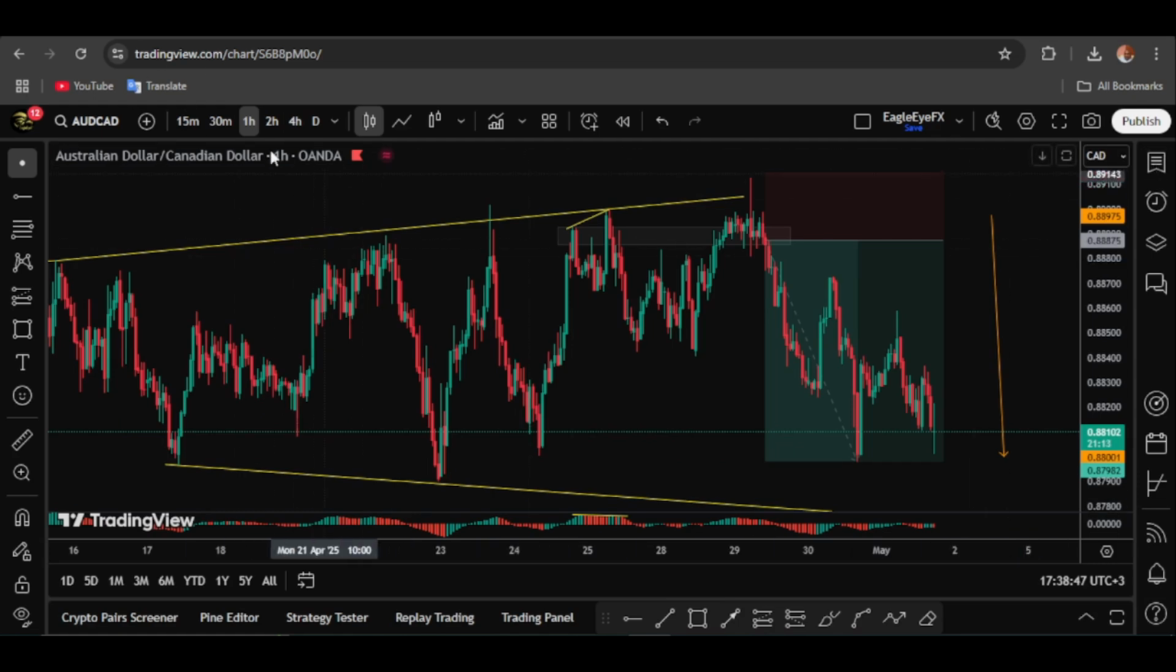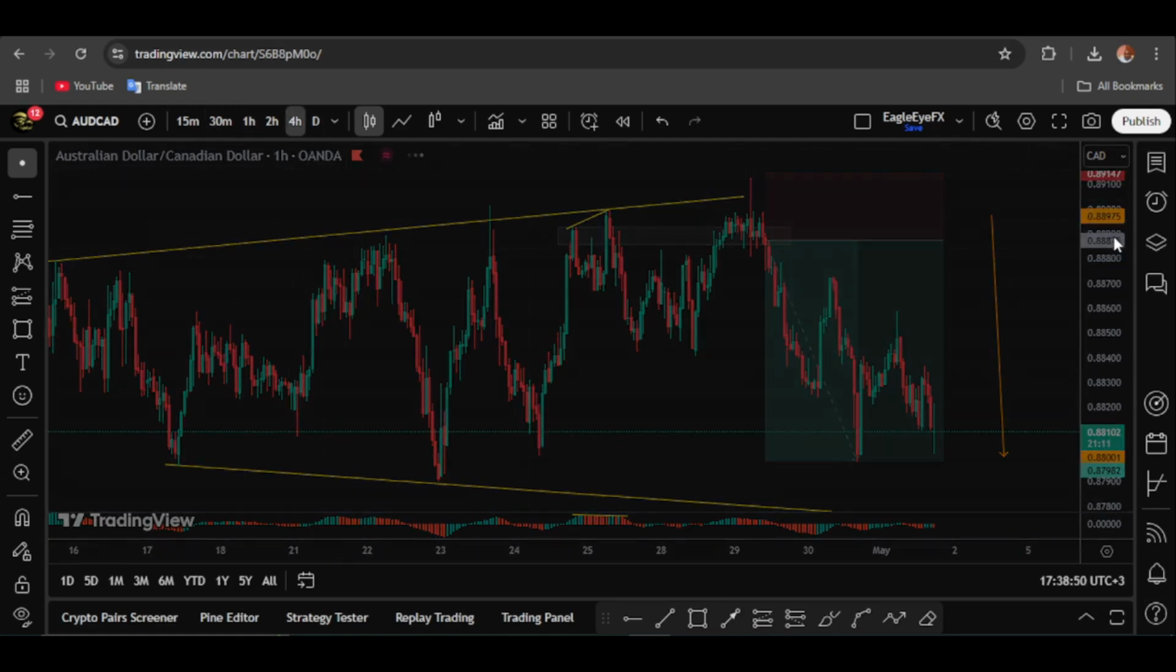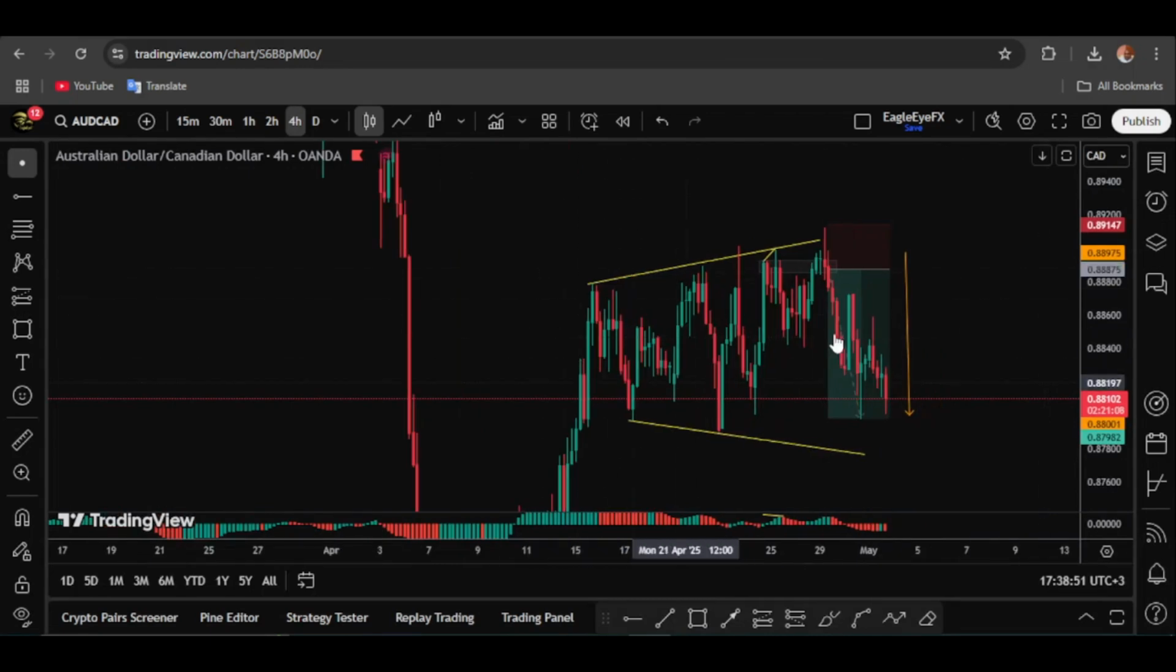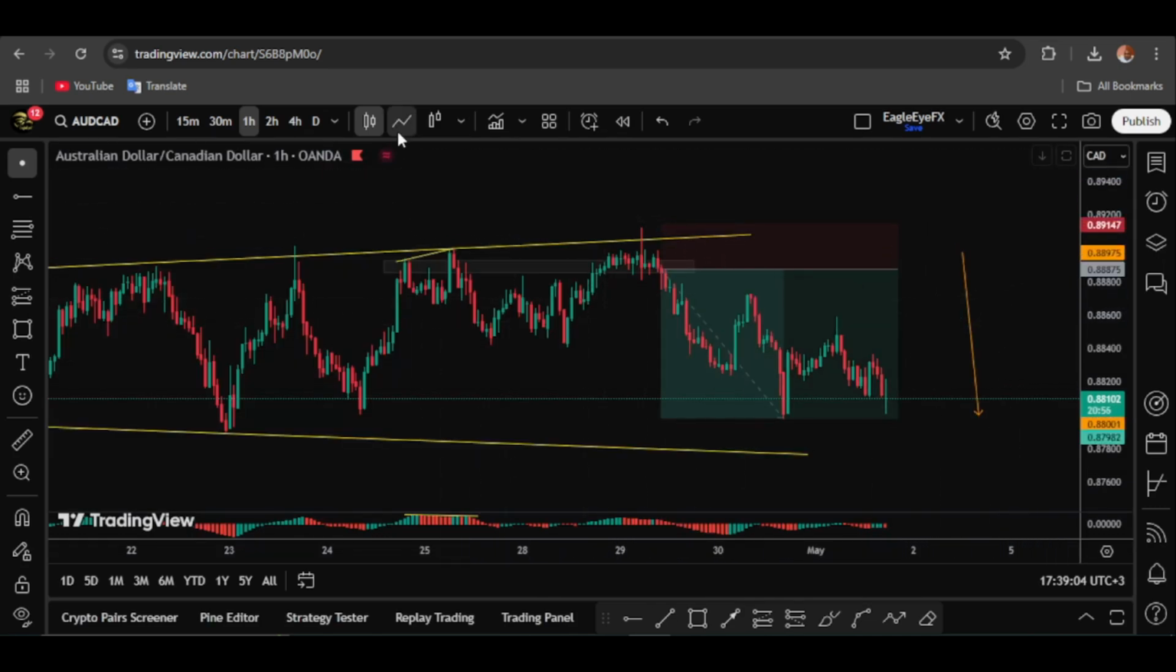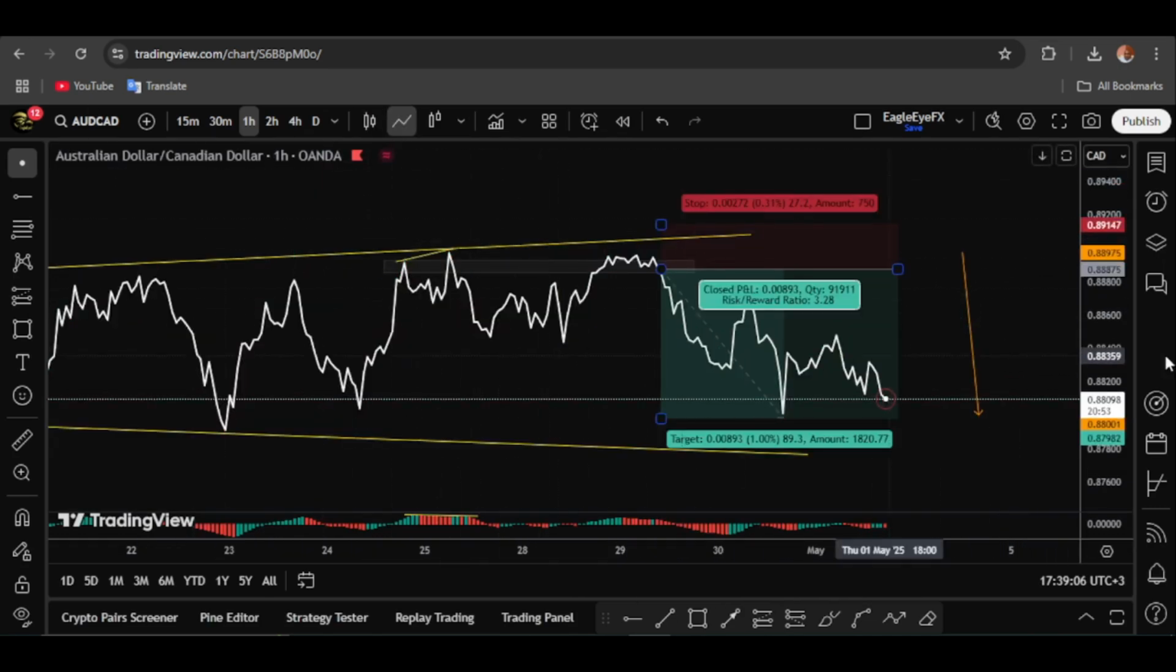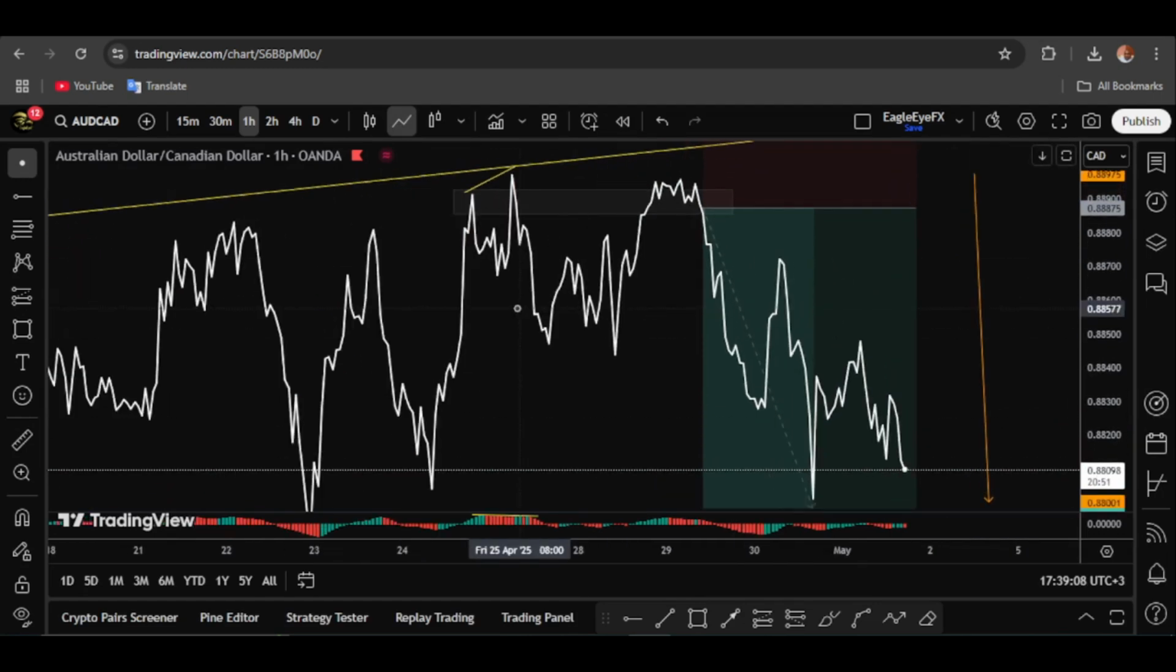All right, so let's start with this AUD card. From the 4-hour time frame, you can see that we were actually inside this expanding structure over here. And I was actually looking for this market to tap this level before I'd look for selling opportunities. And when we go to the 1-hour time frame, I'm going to change this into the line chart so I can be able to see.